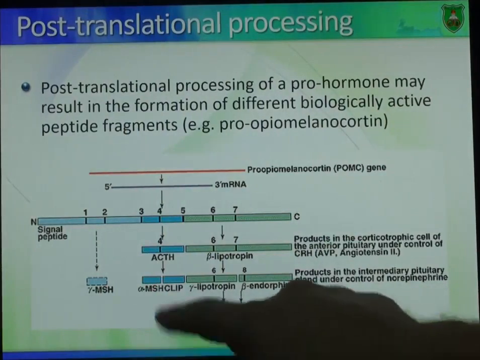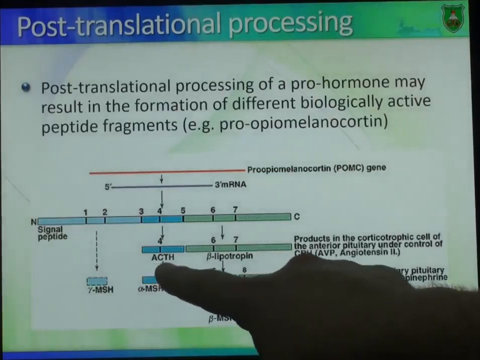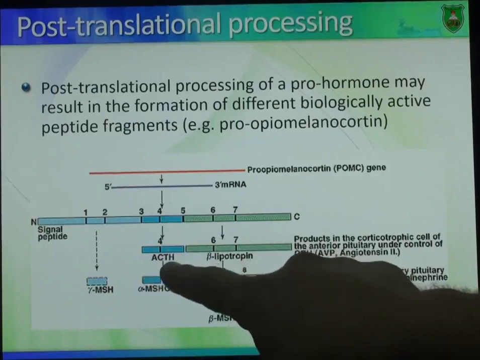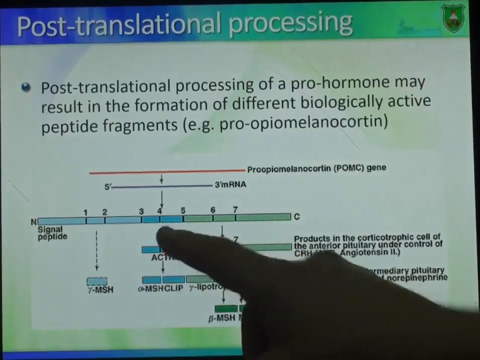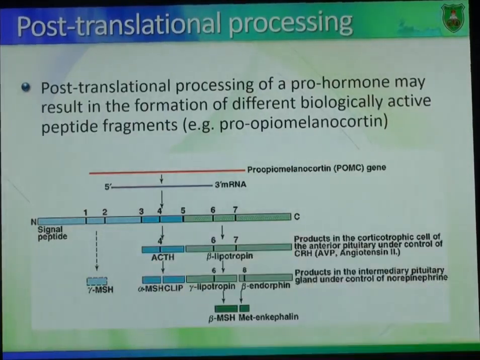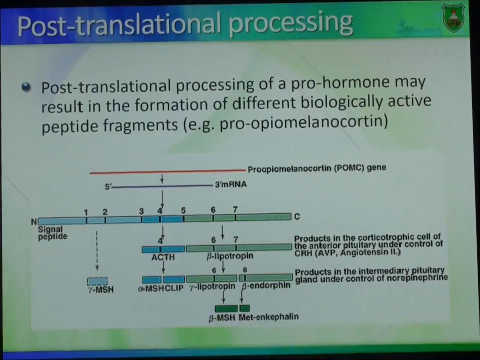So for example, adrenocorticotropic hormone is important for the production of cortisol. You have the production of different enkephalins and endorphins, all from the same peptide. We have production of the melanocyte stimulating hormone as well. This is important for pigmentation of cells, of skin cells.